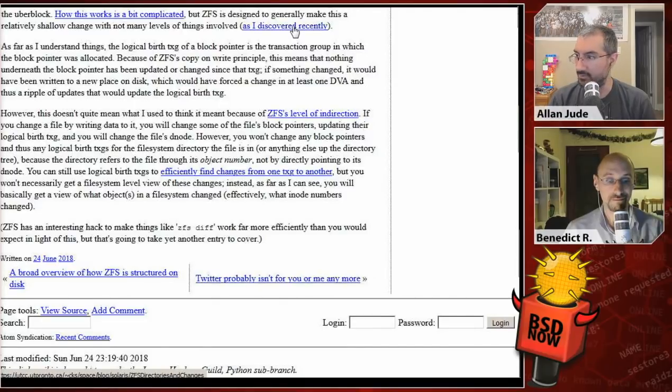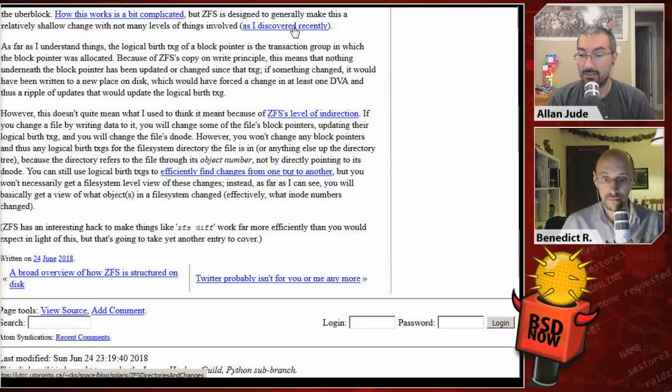Or, if you're doing incremental between two snapshots, you can just get everything newer than this but older than that, or whatever. However, this doesn't quite mean what I used to think it meant because of ZFS's level of indirection. If you change a file by writing data to it, you will change some of the file's block pointers, updating their logical birth times, and you will change the file's dnode. However, you won't change any block pointers, and thus any logical birth transactions, of the file system directory that the file was in, or anything else up in that directory tree, because the directory refers to the file through its object number, not by directly pointing to its dnode.